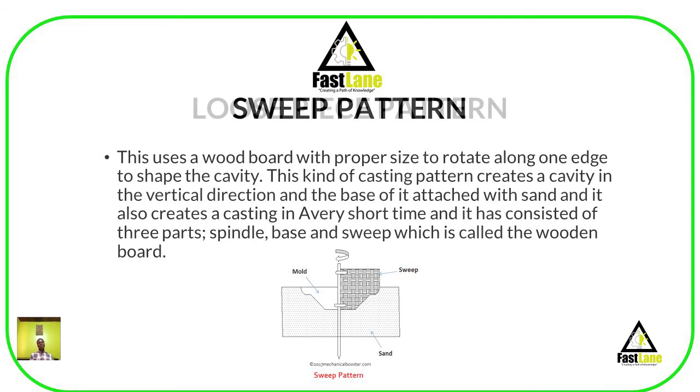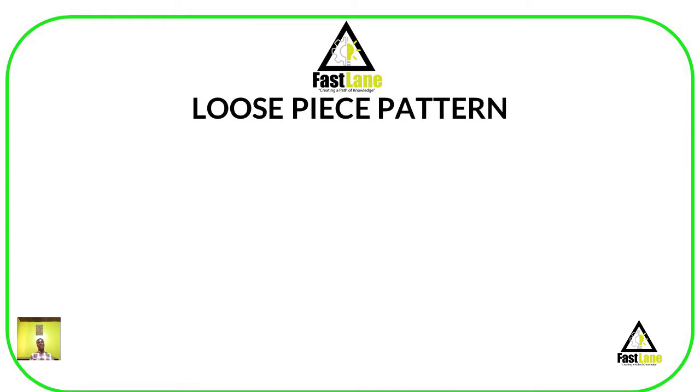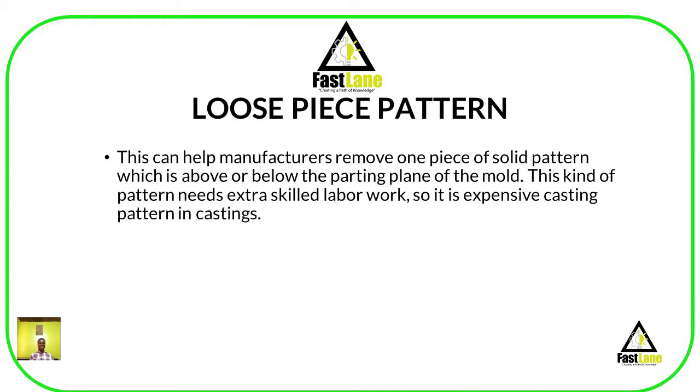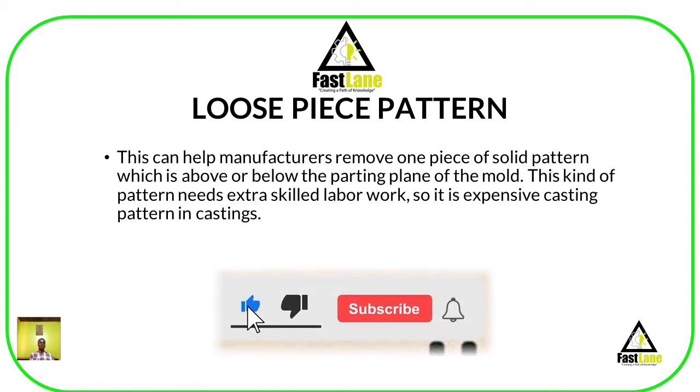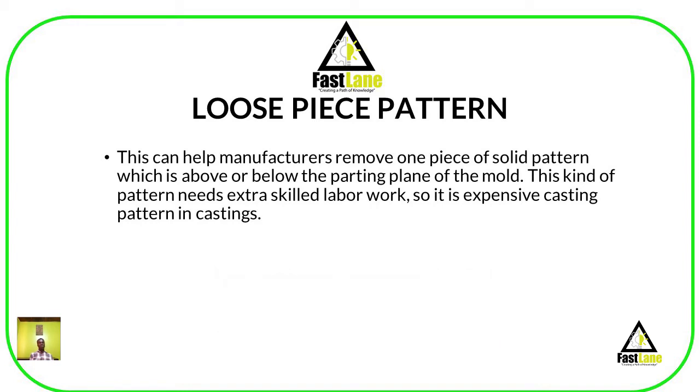Then you have what we call a loose piece pattern. This is more especially used by manufacturers, whereby they remove one piece from a solid pattern, which is either above or below the parting plane of the mold. You're going to see that this type of pattern involves skilled labor, in that it is difficult when it comes to creating a casting, so it is expensive as well when you're making castings. So that is the loose piece pattern.